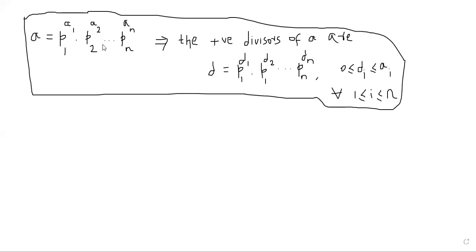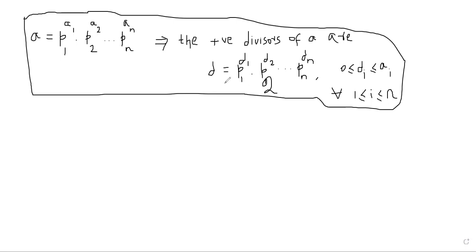Let us assume a number a can be written as p1 power a1, p2 power a2, and so on, pn power an. What are the divisors of a? We can argue that the divisors of a must be of the form p1 power d1, p2 power d2, pn power dn. So these are the divisors of a, for all d's that are lying between 0 and ai, where i is from 1 to n.